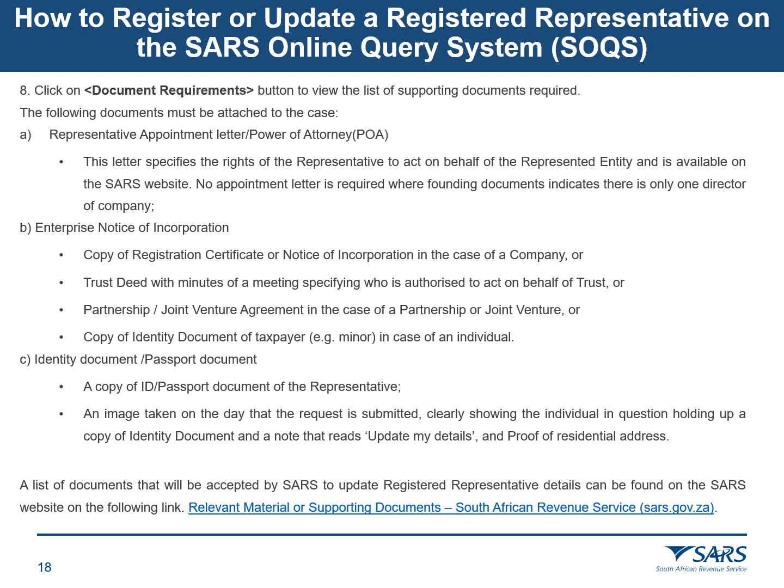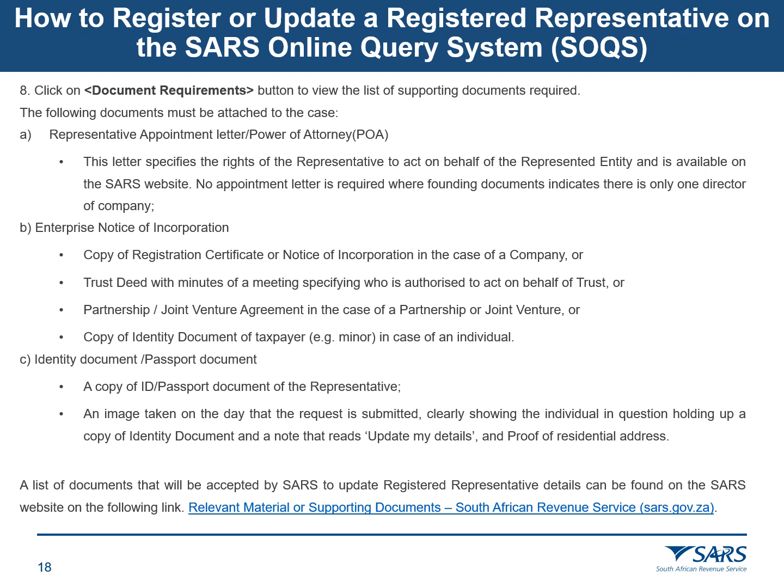Enterprise Notice of Incorporation. A copy of the registration certificate or notice of incorporation in the case of a company, or trust deed with the minutes of a meeting specifying who is authorized to act on behalf of a trust, or partnership or joint venture agreement in the case of a partnership or a joint venture, or copy of the identity document of a taxpayer, for example if it is a minor child, in the case of an individual.